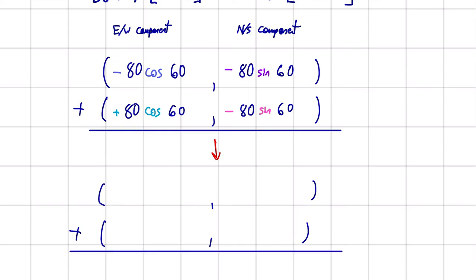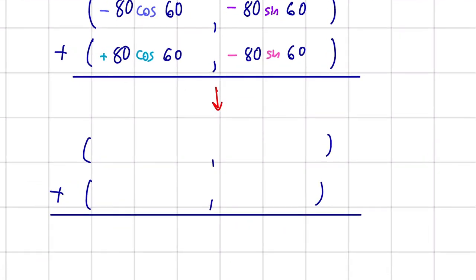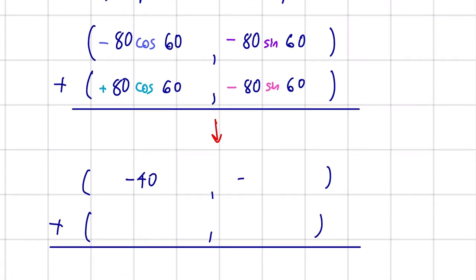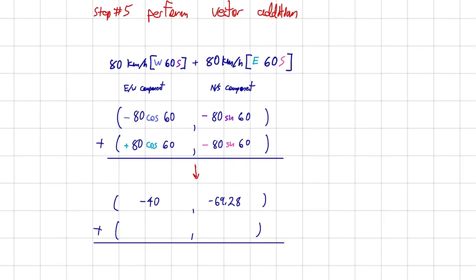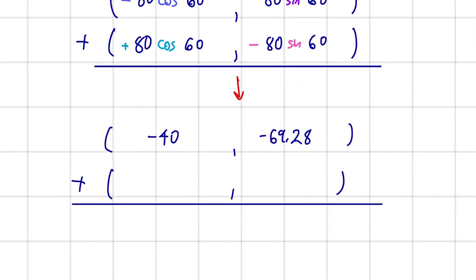All right, and I'm going to write out these values again in an equivalent way. After we type these values into our calculator, we'll have negative 40, comma, minus 69.28 for our first vector. So again, these are the components of the first vector. And then for the components of the second vector, we have plus 40 and minus 69.28.